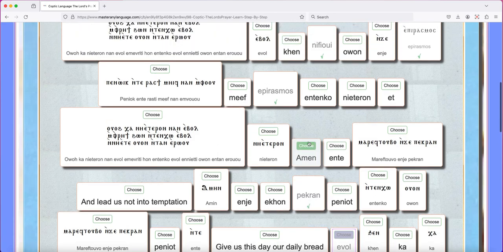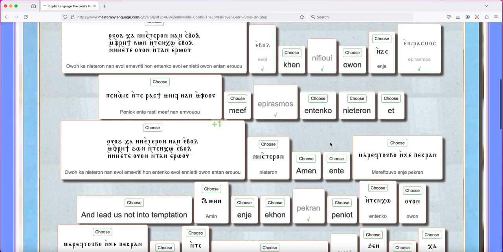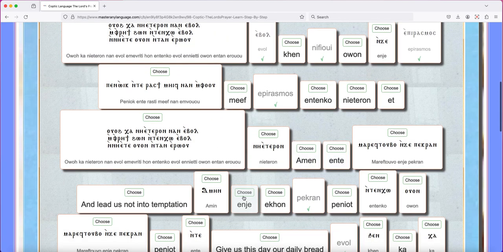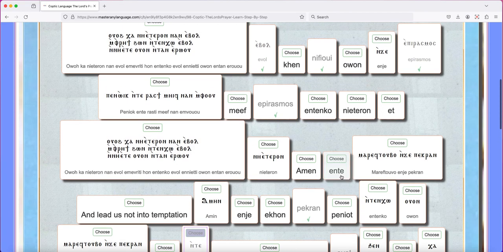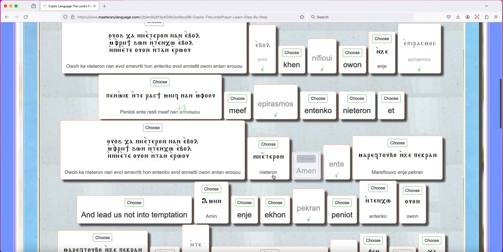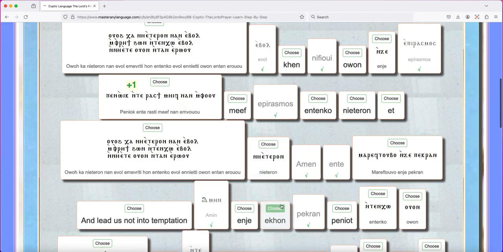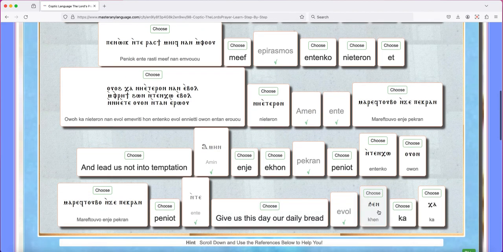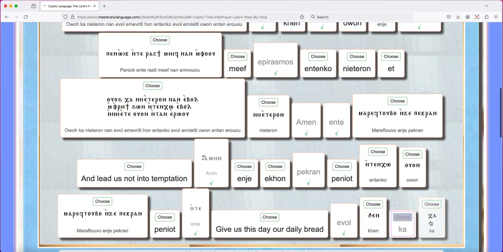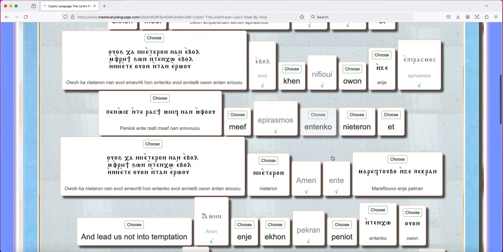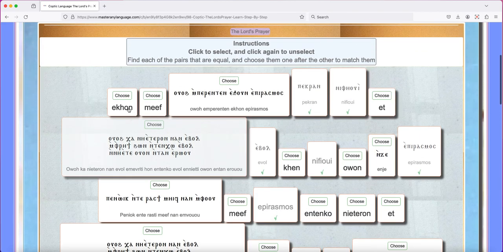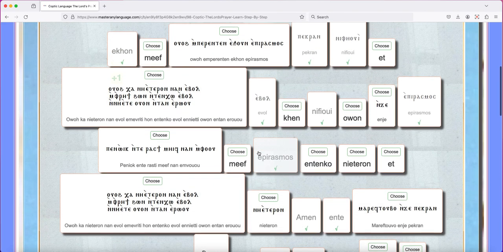Evol. I just pick as my eye catches things. Ente. I'm just picking it out. Amin. Amen. Chen. Ka. Pinyoit. I go for the words first. I think it's easier somehow. Then start looking at the sentences.